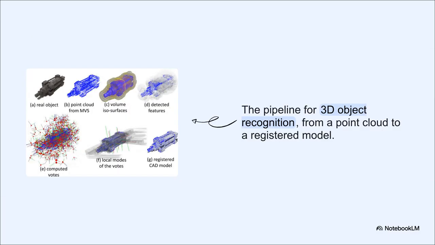And this image just lays it all out perfectly. You can see the whole journey. On the left, you go from the real object to that messy cloud of data. Then the system starts identifying features, tallies up the votes, and finally, on the right, it aligns that perfect digital model. It's this powerful pipeline that literally turns chaos into clear, coherent understanding.